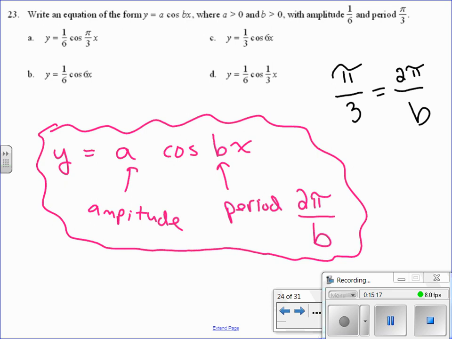So I just kind of looked at it. To get from pi to 2 pi, what do? Multiply by 2. So to get from 3 to b, we're going to have to multiply by 2. So that just kind of helps us figure out that b has to be 6. So we want something with an a value of 1/6 and a b value of 6. Do you see it? Which one has an a value of 1/6 and a b value of 6?